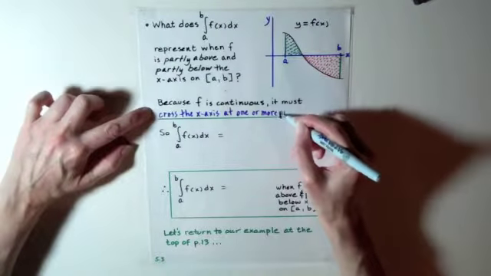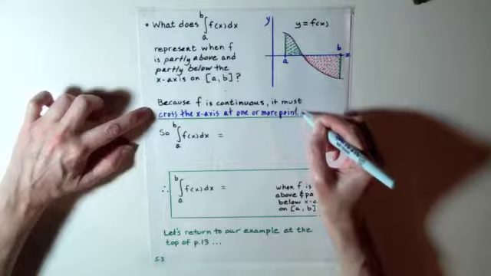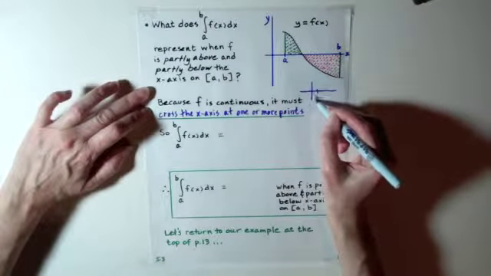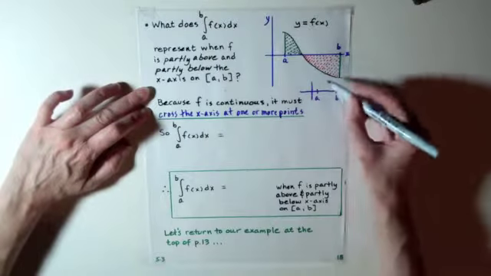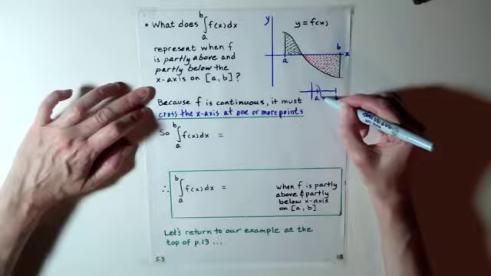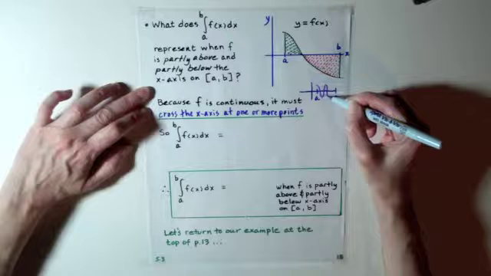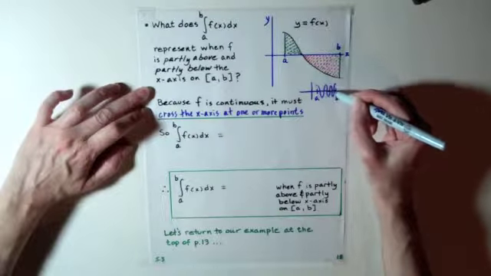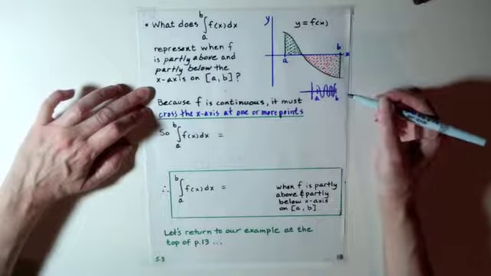So it may cross just once if it's partly above and partly below. But as I mentioned, you could also have a graph that crosses many times. So it might be above and then below and then above and then below and so on. So it might cross at any number of points between A and B.